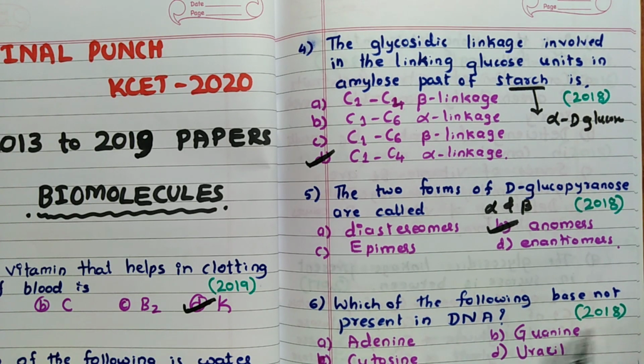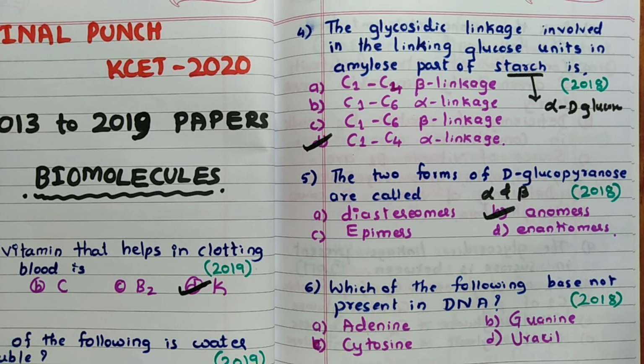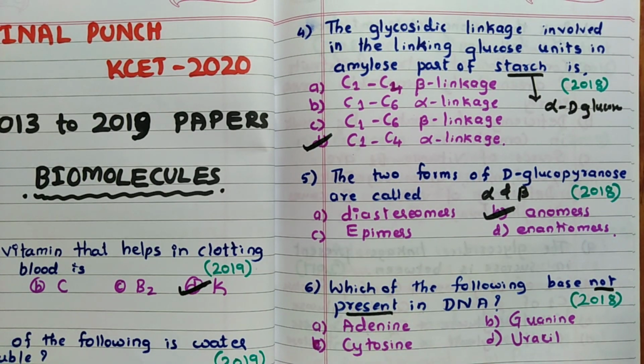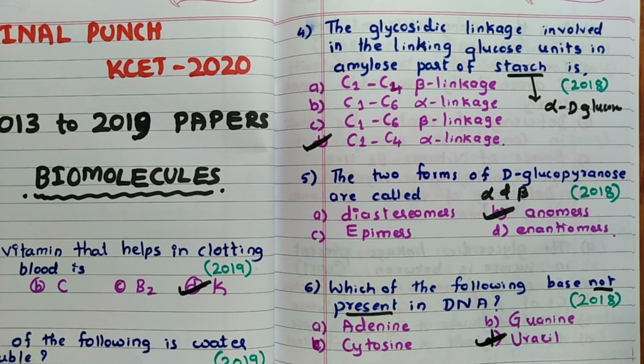Then the sixth one: which of the following bases is present in DNA? Very simple. Which base is not present in DNA, and is present only in RNA? That is uracil. Very famous question, and in theory also it was very, very important. Definitely you could have read that in the theory exams also. Uracil is the answer. Remember that.